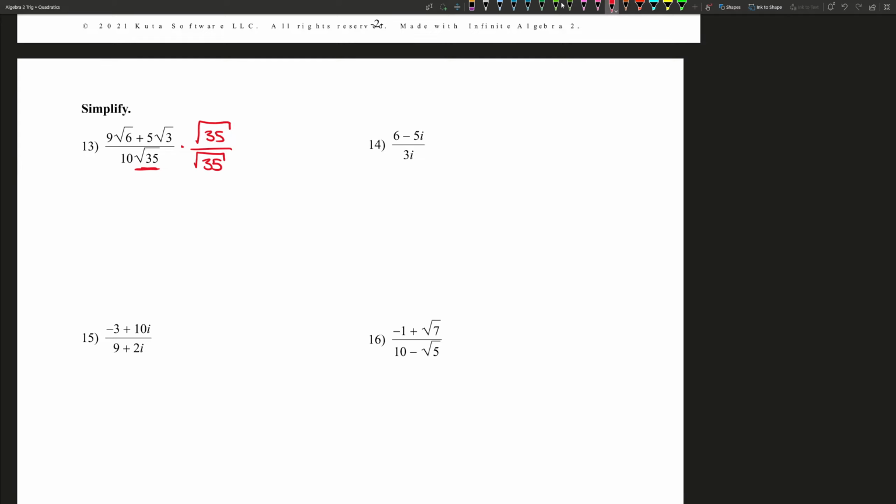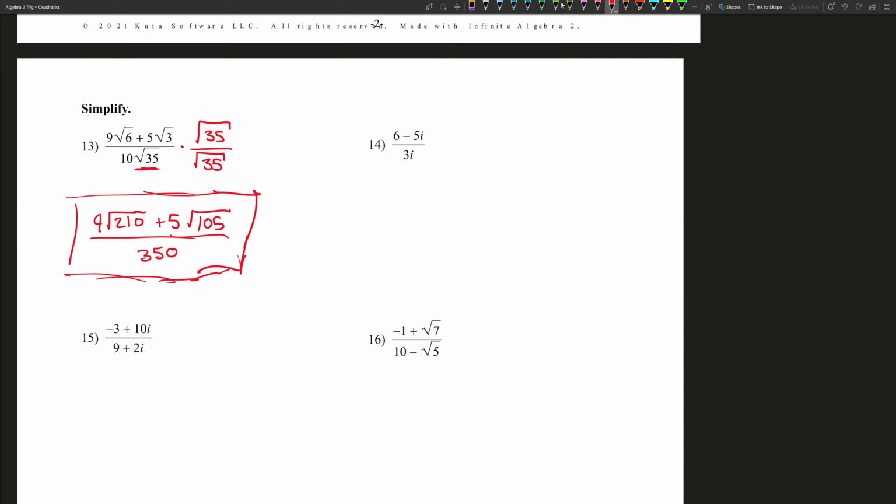When we do that, we get 9 rad 6 times rad 35 gives us rad 210, plus 5 rad 35 times 3, and then over 10 times 35, which is 350. Okay, we can stop there, especially with these really big numbers. I'm okay with that. That is rationalized for me.